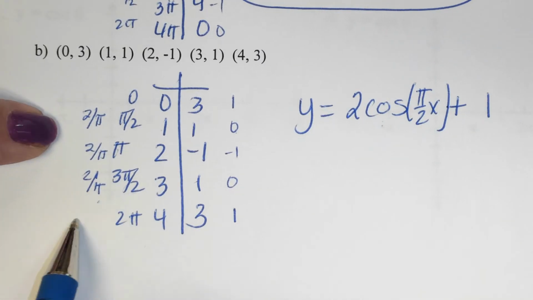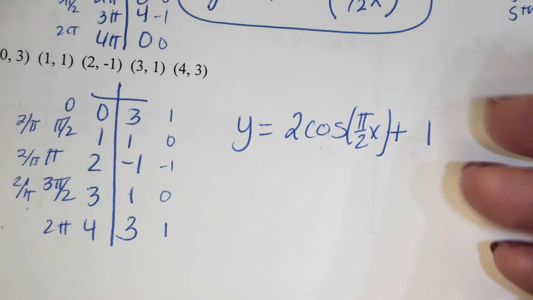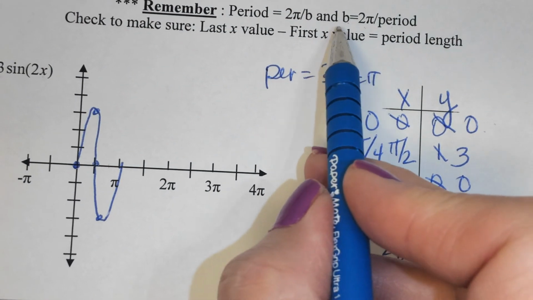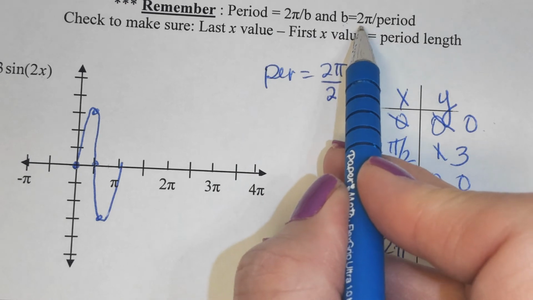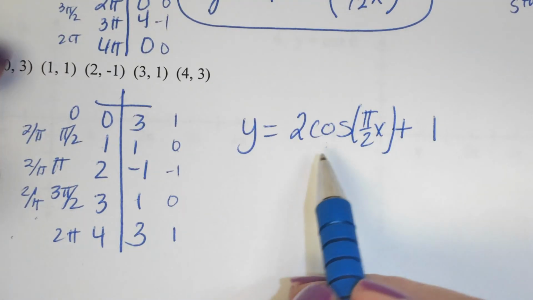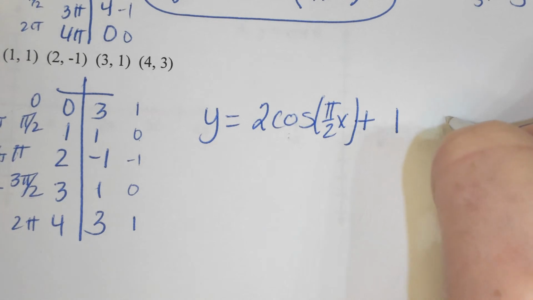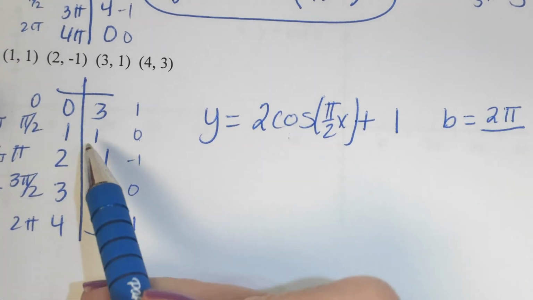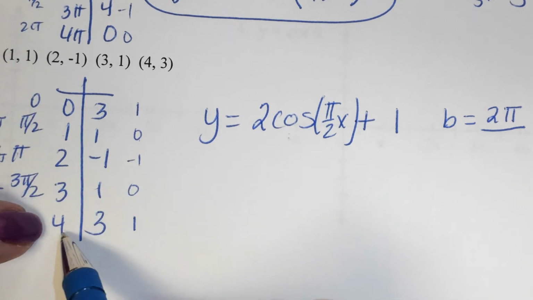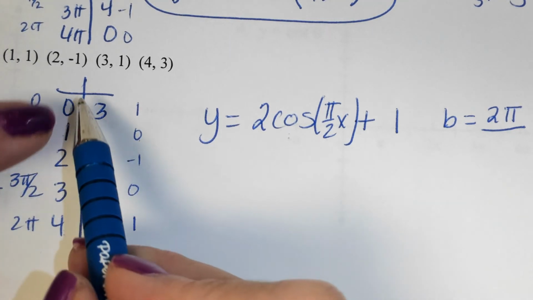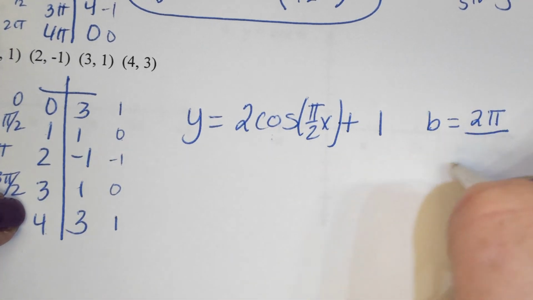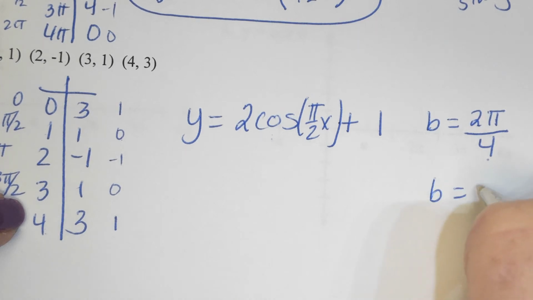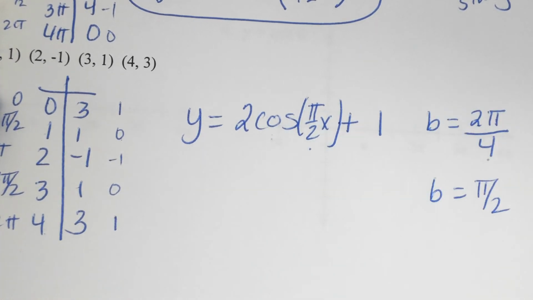I think this is complicated though. What I do is I go back, I like to use this right here, that b is always going to be 2 pi divided by the period. So if I want to find this b value, I can say b is going to equal 2 pi divided by, what's the period here? How long before it starts over again? 4, right? 0 to 4 is 4. So b has to be 2 pi over 4, and so what does b have to be? Pi over 2, which is what we had.